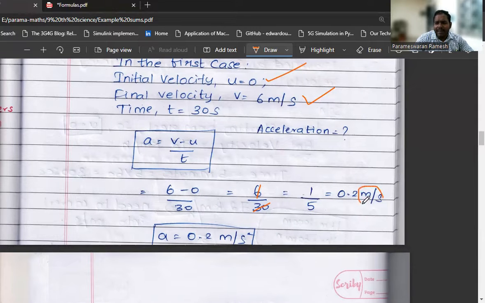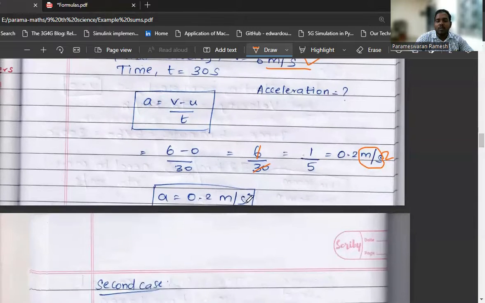How are we writing the unit here? Because v minus u is given in meter per second, velocity is meter per second, and then divided by time. So the unit is meter per second square; it was a writing mistake. Please correct it. a is equal to 0.2 meter per second square.